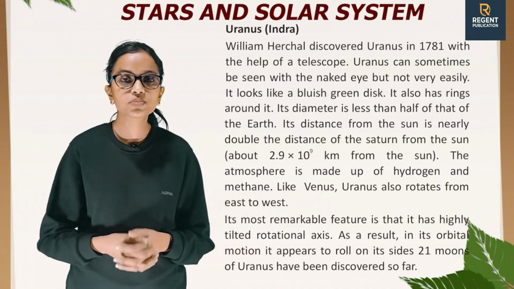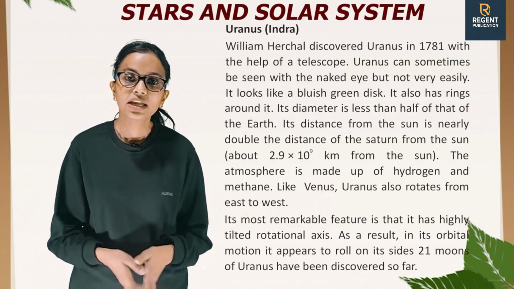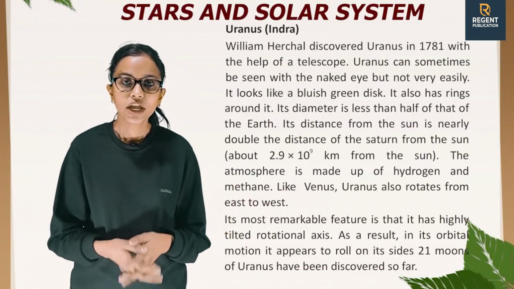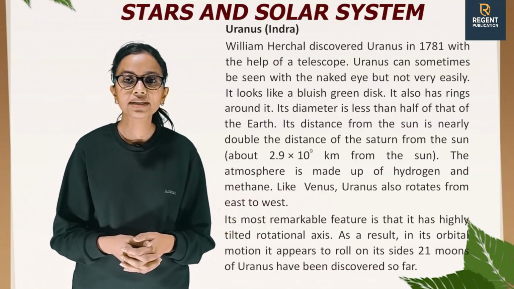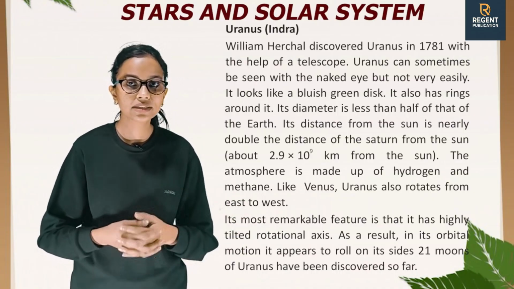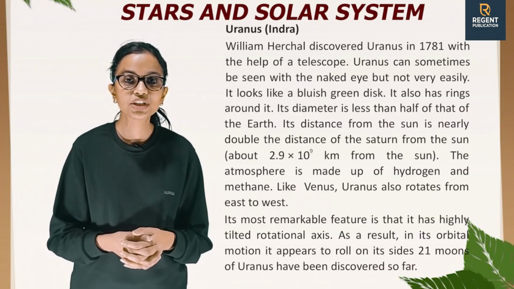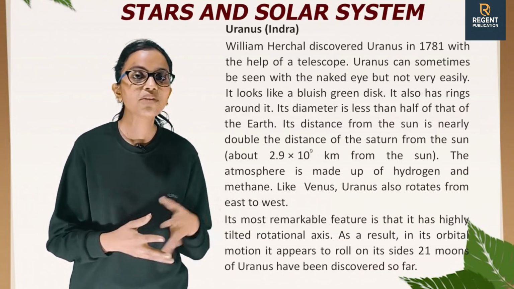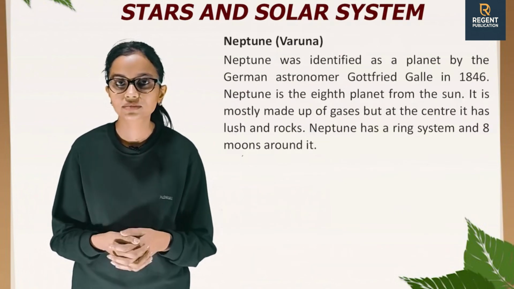The atmosphere is made up of hydrogen and methane. Like Venus, Uranus also rotates from east to west. Its most remarkable feature is that it has a highly tilted rotational axis. As a result, in its orbital motion, it appears to roll on its side. 21 moons of Uranus have been discovered so far.